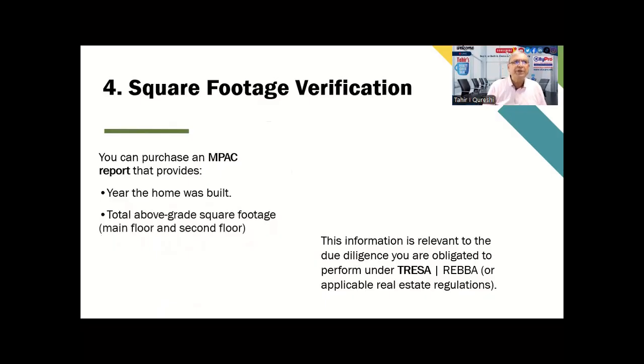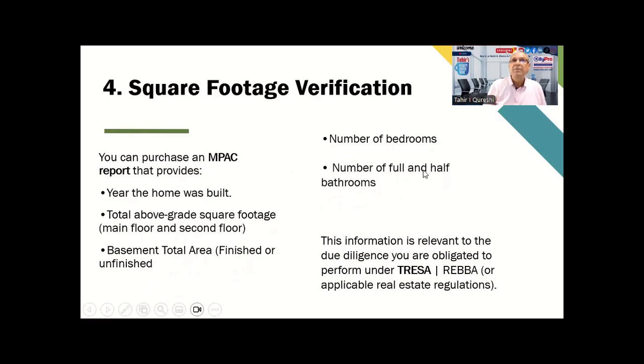Total above grade square footage, main floor and second floor, basement area, and this information: number of bedrooms, number of full and half bathrooms, garage area and build year. So this is the information that is available. This information is relevant to the due diligence you are obligated to perform under TREBA or applicable real estate rules. It means you have to provide due diligence. How would you verify this information if you are not able to check this out?